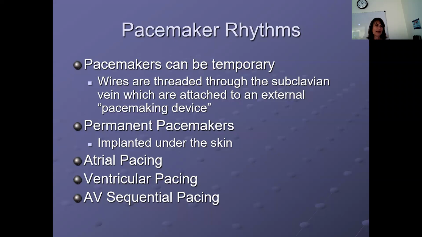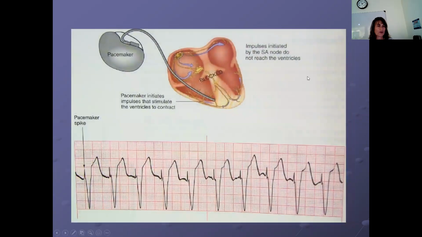So that would be called atrial pacing. And ventricular pacing is when the ventricles are not getting an impulse and we only need to stimulate the ventricles. So that's ventricular pacing. And when the pacemaker sends out an electrical stimulus, what shows up on the EKG is a solid white line. And then I'll show you AV sequential pacing. That's when you have both atrial and ventricular pacing.